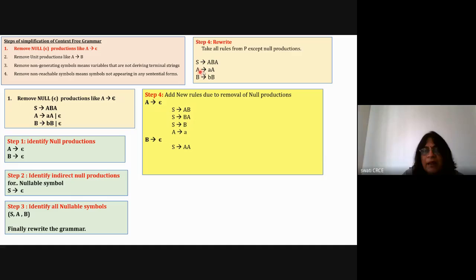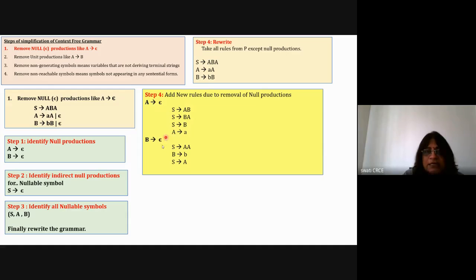Now for A, here there is no capital B, so there is no change. Here there is a capital B, so your B can also be a small b. Now go to the next rule. Now here if your B is epsilon, then S can become capital A. So I'll say S is equal to A.